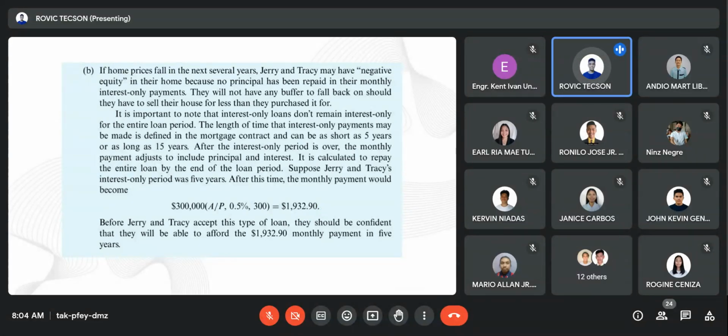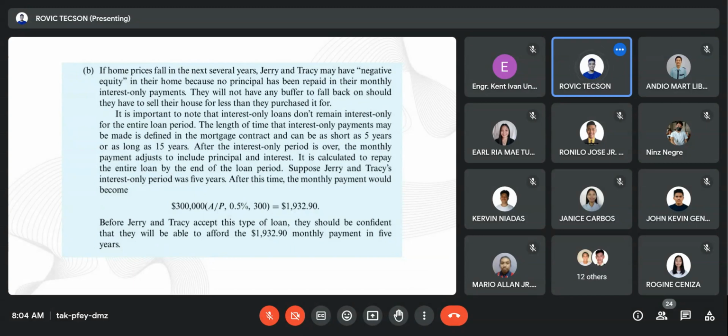So before Jerry and Tracy accept this type of loan, they should be confident that they will be able to afford the $1,932.90 monthly payment in 5 years. So they save during those 5 years, but again, at this time they will start paying the principal amount of what they borrowed.